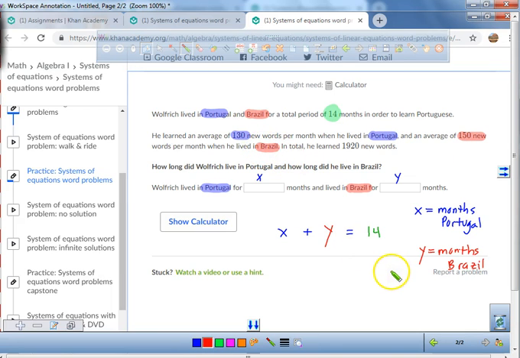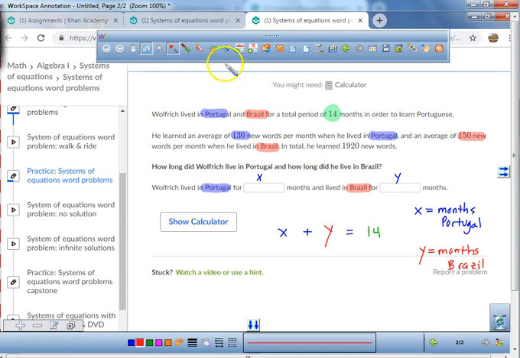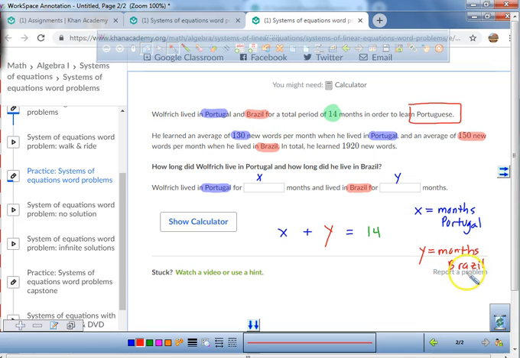Now, the weird thing is, by the way, do you know what they speak in Brazil? Nope. Portuguese. That's the funny part. That's why it says he's learning Portuguese. So they speak Portuguese in Portugal, and they speak Portuguese in Brazil. So you know what? You're right. Absolutely.